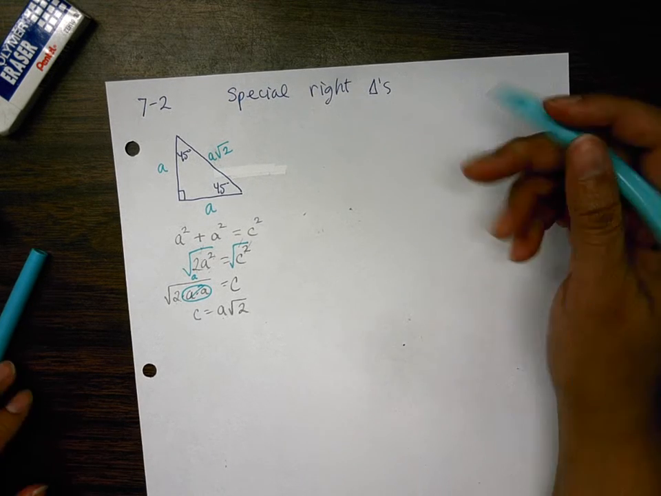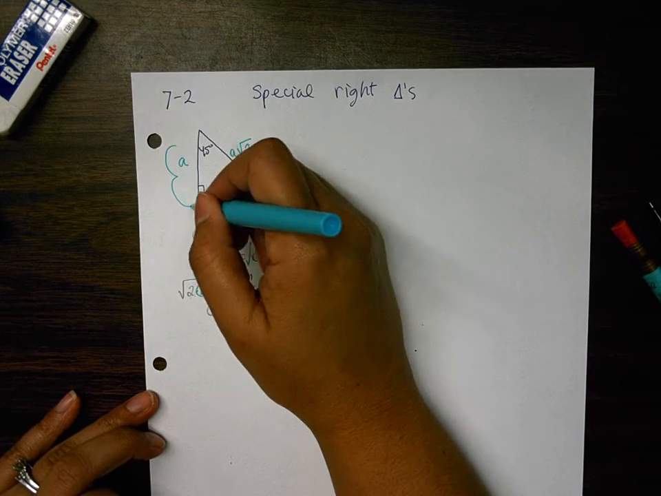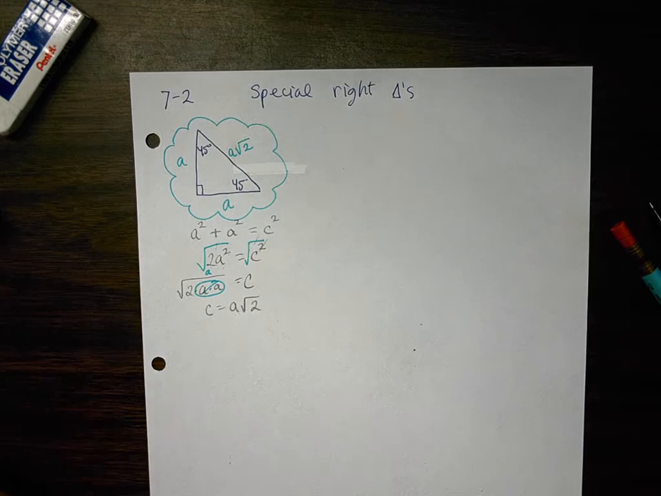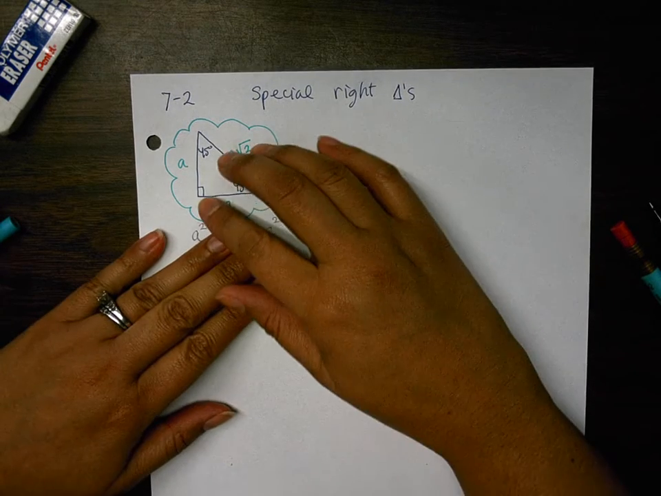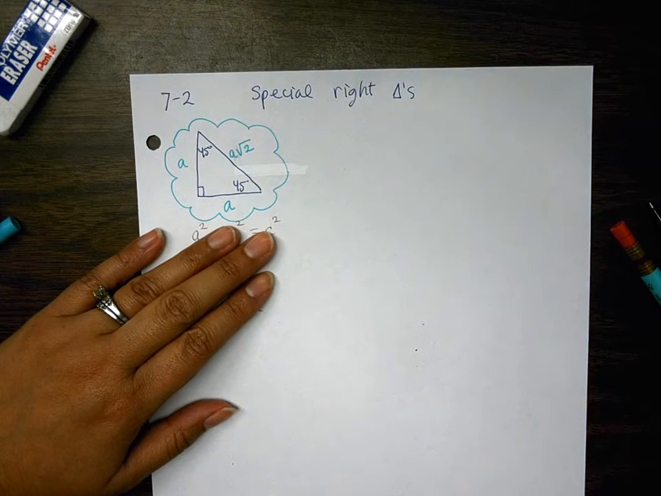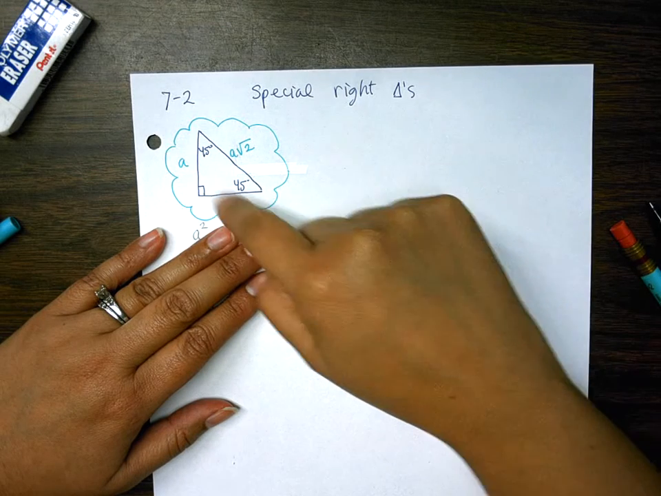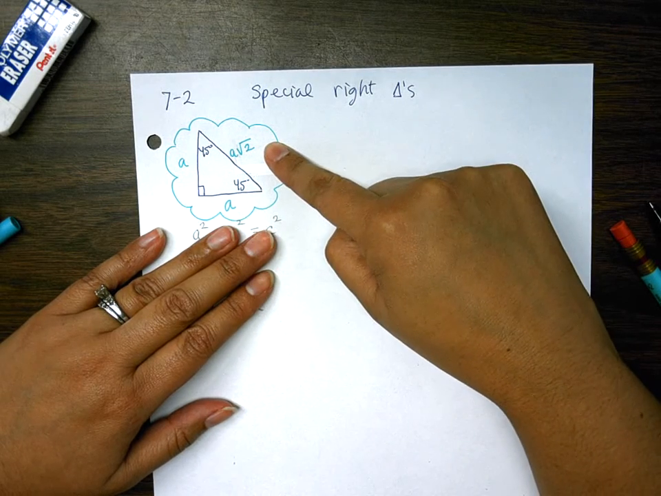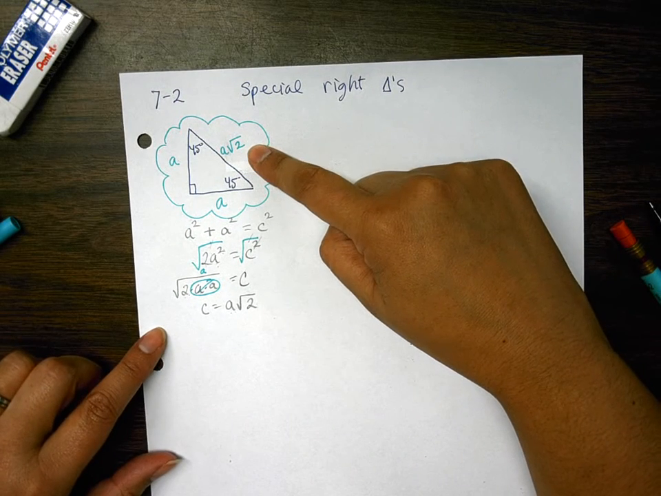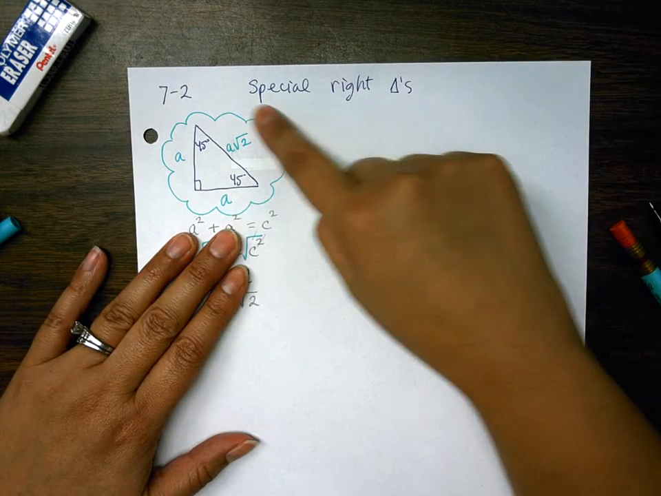So you definitely need to have the 45, 45, 90 triangle in your head. This is what you'll need to know when it comes to test day or quiz day. We have a quiz on Friday, by the way. You will write this down on your paper. You'll draw your 45, 45, 90, and you'll put A root 2. You do not have to do all this. This is just showing you where the A root 2 comes from. But if you look up special right triangles online, a picture of this will pop up.